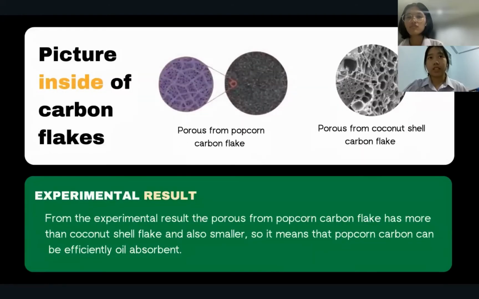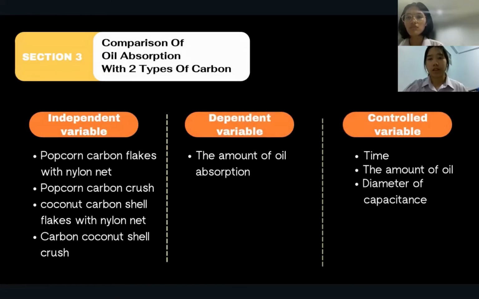This is the picture of the inside of the carbon flakes. We can see that the pores of popcorn carbon flakes are more numerous than the pores of coconut shell carbon flakes and also smaller, so it means that popcorn carbon can be an effective oil absorbent.